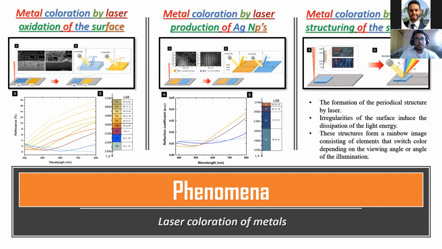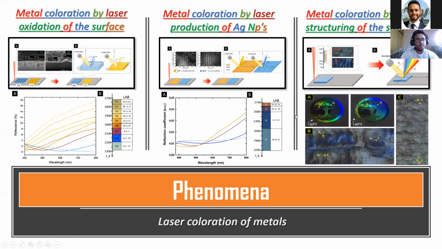At last, the technology of laser structuring of metals allows creating rainbow color images by forming periodic surface structures on metals. The formation of the periodical structure is possible by single beam laser action. Irregularities of the surface induce the dissipation of light energy for each sequence of laser pulses. Also, it was experimentally found that laser-induced periodic surface structure formation occurs within a certain range of temperatures and is limited by the melting point of the material.